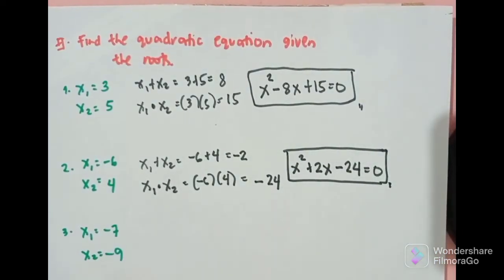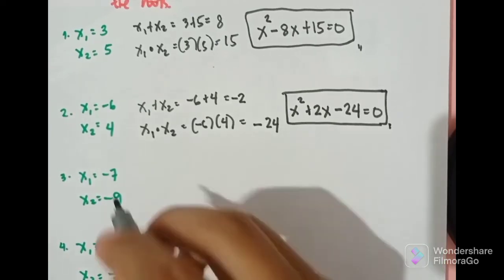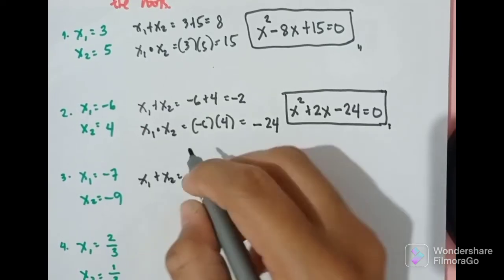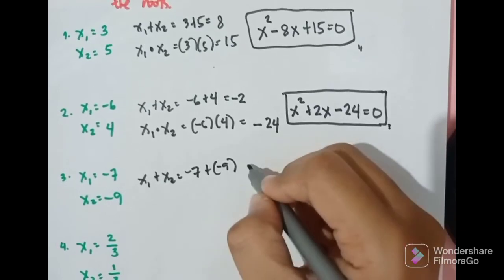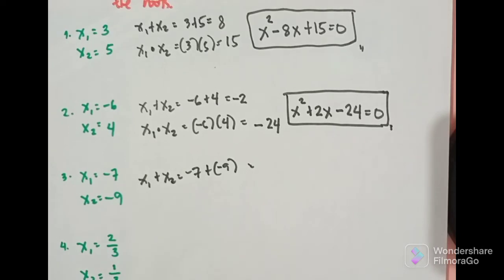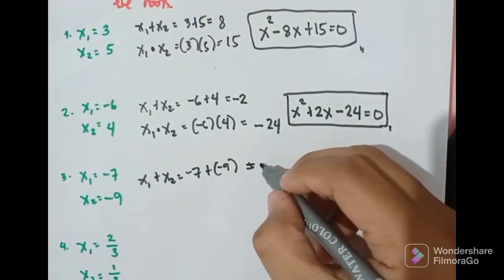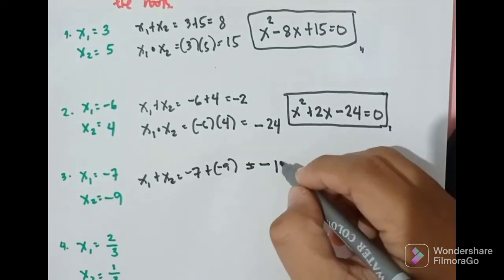Okay, example number 3. So, we have x sub 1 is equal to 7 and x sub 2 is equal to negative 9. So, we have here x sub 1 plus x sub 2 is equal to negative 7 plus negative 9. Ayan, so kung mapapansin natin, parehas negative. So, again, kapag nag-a-add tayo, parehas ng sign, kinakopy yung sign. So, that is negative. Then, we add the number. 7 plus 9, that is 16.